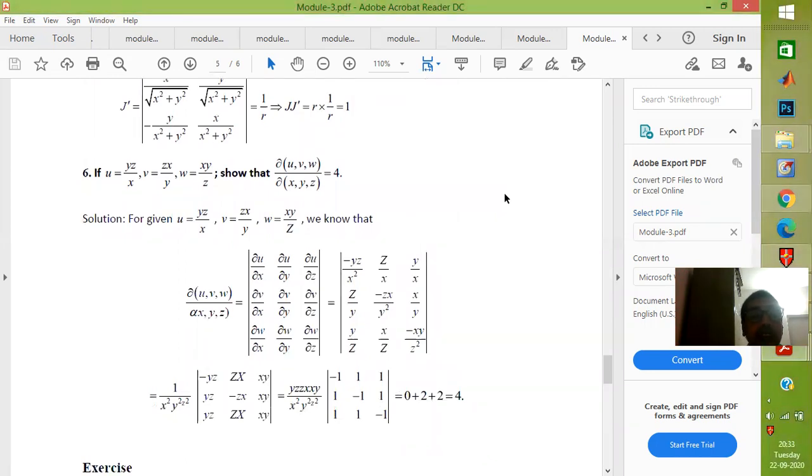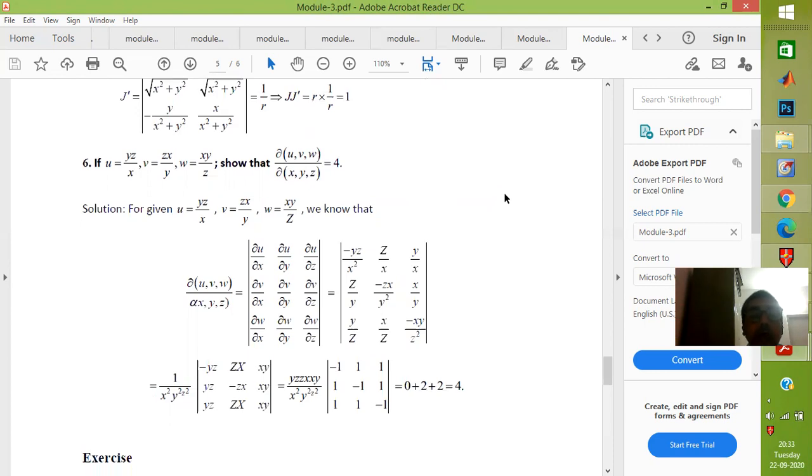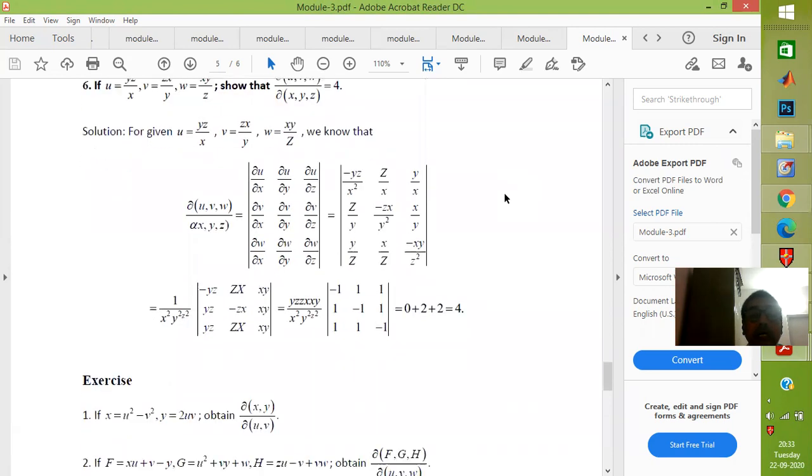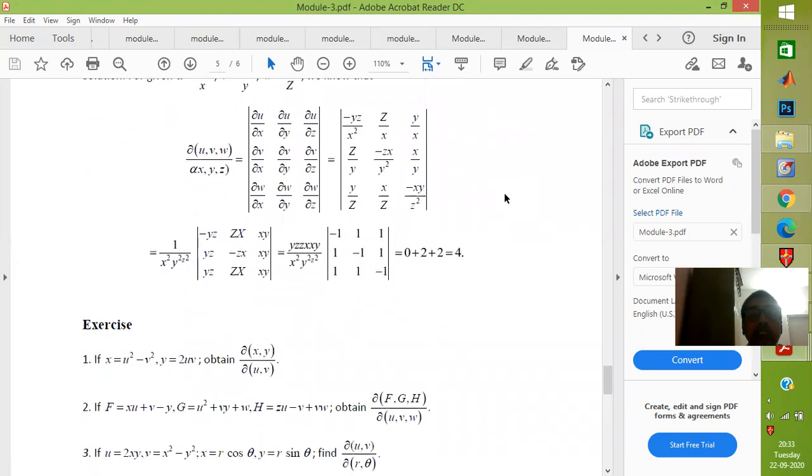Then 6 is a straightforward problem. u, v, and w are functions of x, y, and z, and you have to establish the Jacobian is 4. So you only have to be good in partial differentiation. So I hope students are familiar with these operations. You plug the 9 partial derivatives into the Jacobian format, and then you get the desired result 4.